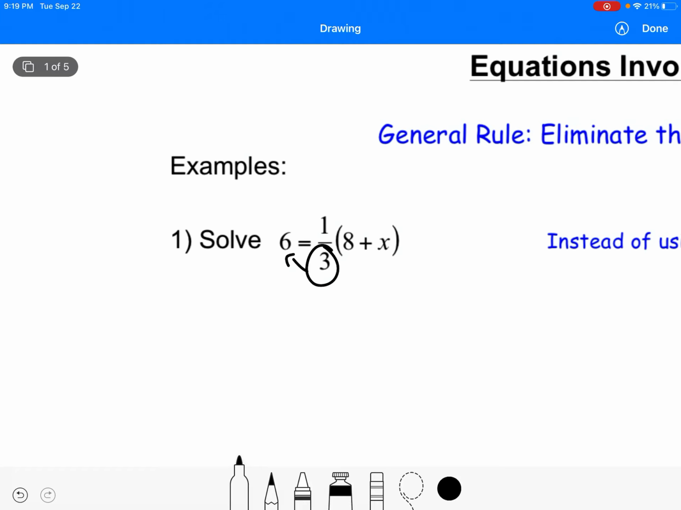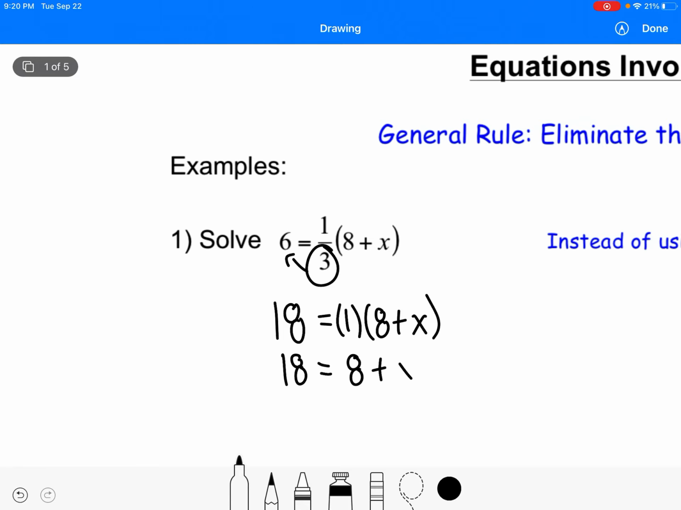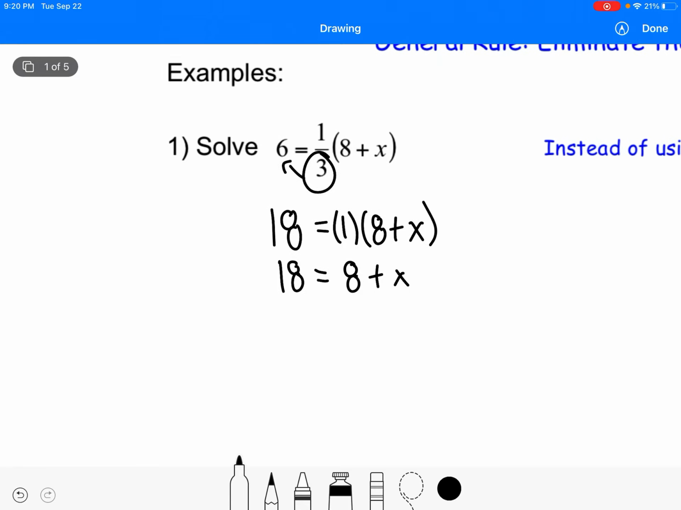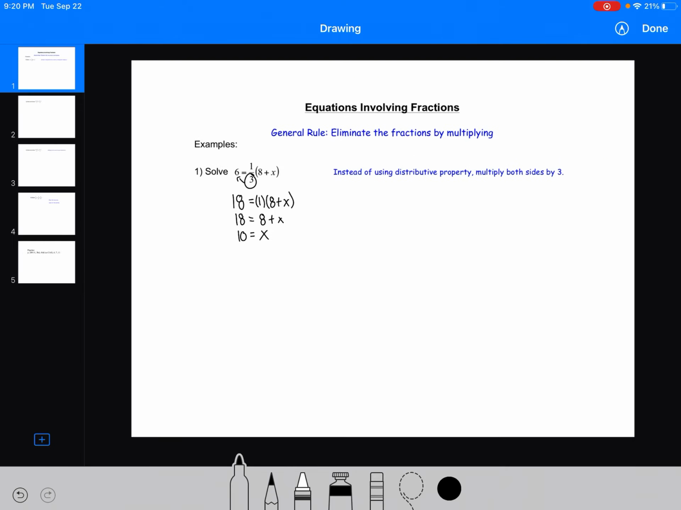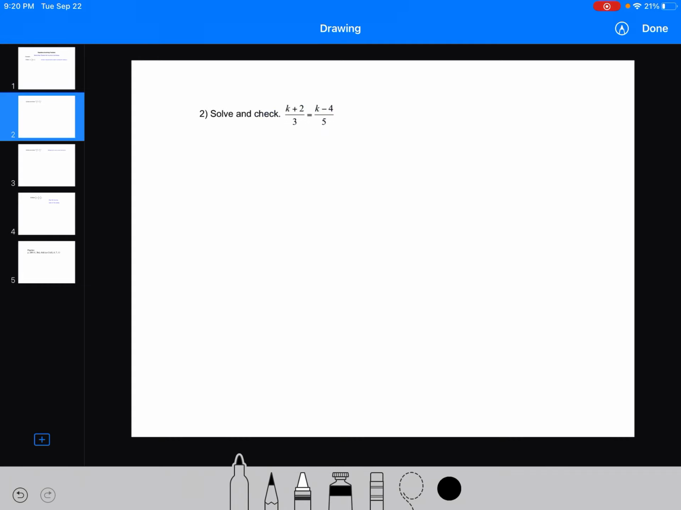So I'm multiplying that 3 over here, so I'm going to get 18 equals, it's 1 now, 1 times the whole top. Well, I'll write the 1 in, but that 3 is gone because we multiplied it up. So 1 times 8 plus x. Well, now we've got 18 equals 8 plus x. And now to get that 8 to the other side, I just subtract. 10 equals x. Okay, it makes the question a lot easier than trying to work with that fraction.